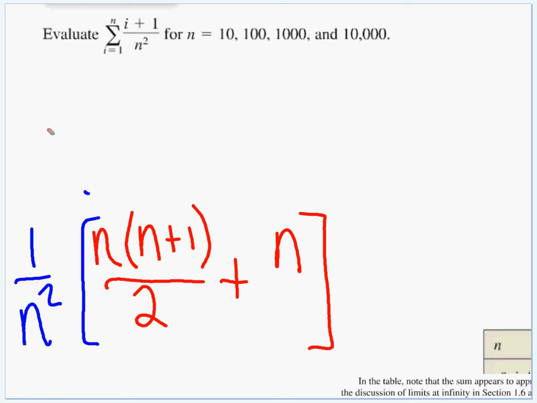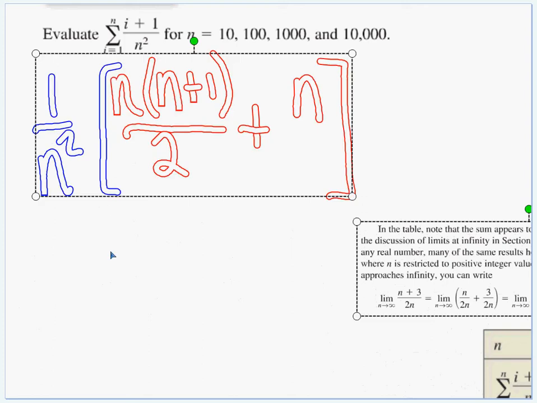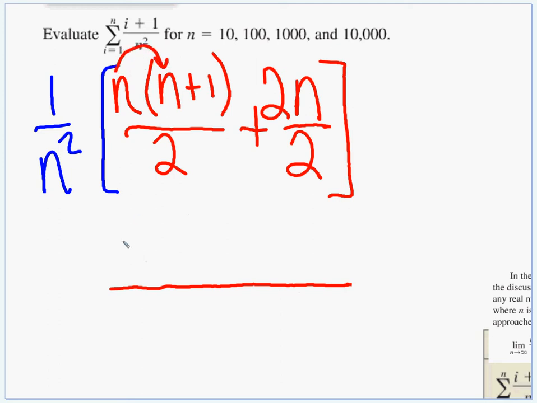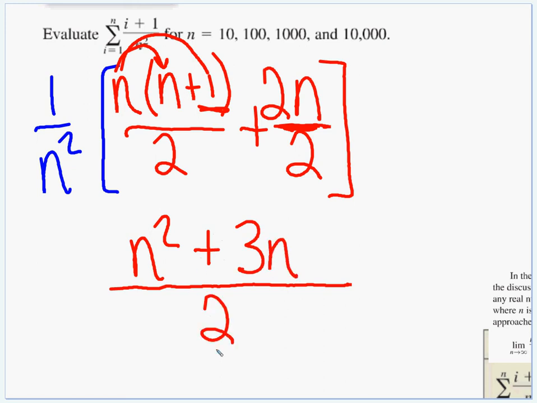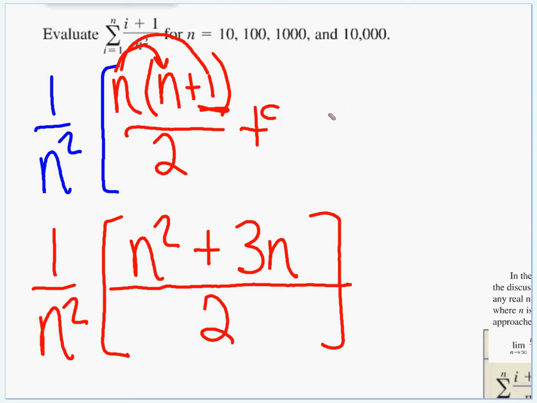Okay, now it's algebra time. I warned you in pre-calc, a lot of calculus is algebra, and here is another great example of that. To get a common denominator here, I'm going to make this a 2n over 2. Now I'm going to distribute and combine like terms. I've got n times n, that's an n squared. n times 1 is n, and I'm going to add that to this 2n, so now I've got 3 n's, over the common denominator 2. And I've still got lurking out here 1 over n squared. So I can get rid of these now.